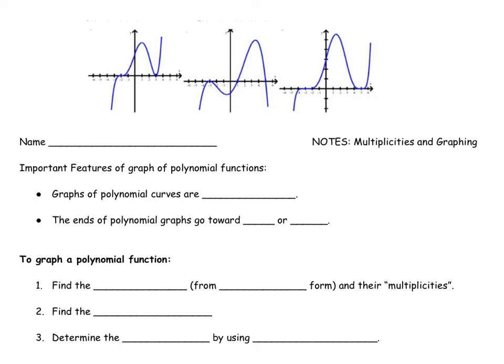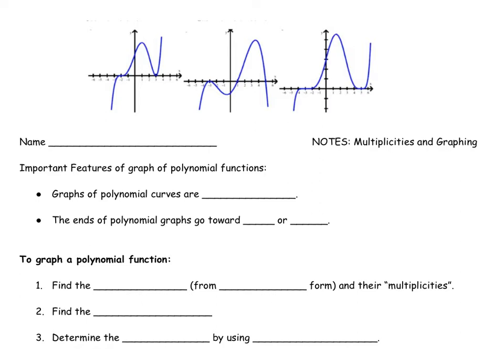Today, we will be graphing polynomial functions. You'll notice from the examples above that there are some common features of polynomial functions. Most noticeably, the curve is a smooth curve. There's no jagged edges. And also you'll notice that at the end, this one goes toward positive infinity, this one toward negative infinity, this one toward positive infinity. And that's something that we call end behavior.